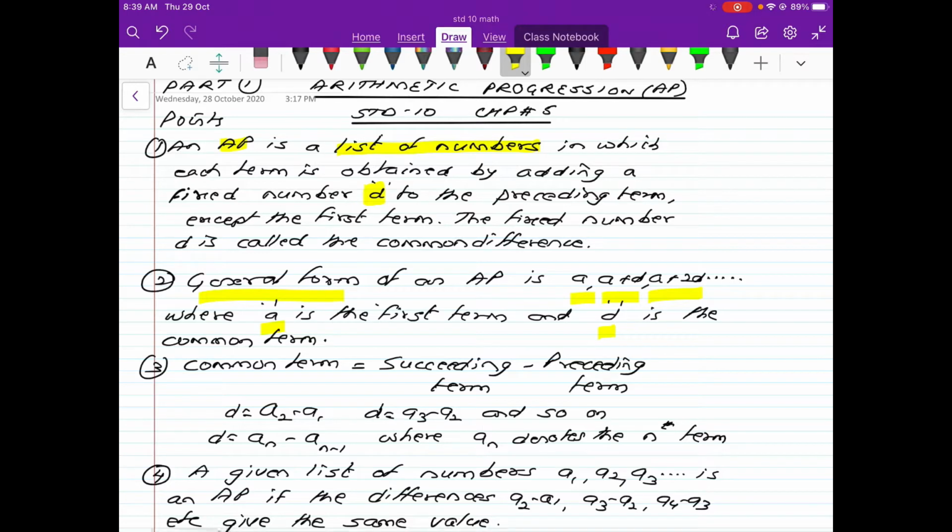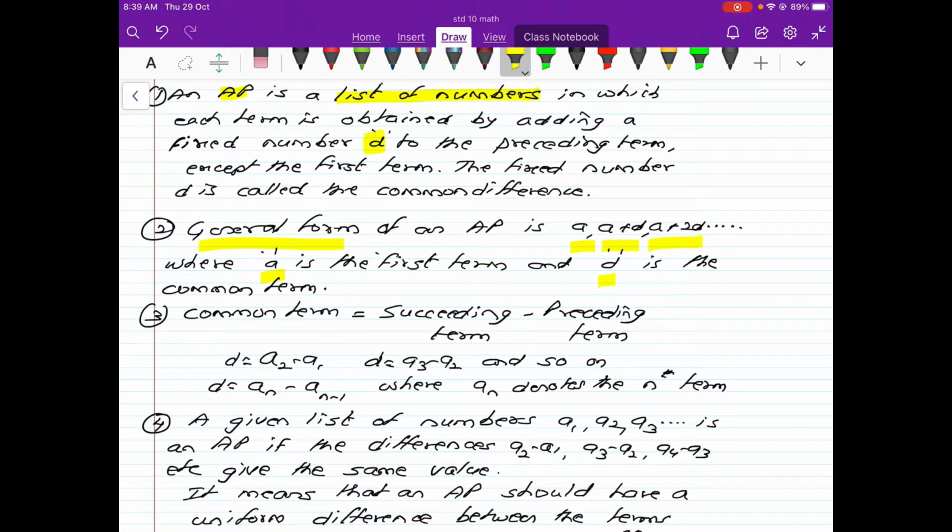Now why are we taking a common difference? It is the same difference which is being added to the preceding term to get the succeeding term. For example, if the first term is 3 and the common difference is 2, 3 plus 2 is 5. So 5 becomes the second term. Again, to 5 you have to add 2. So 5 plus 2, 7 becomes the third term, and so on.